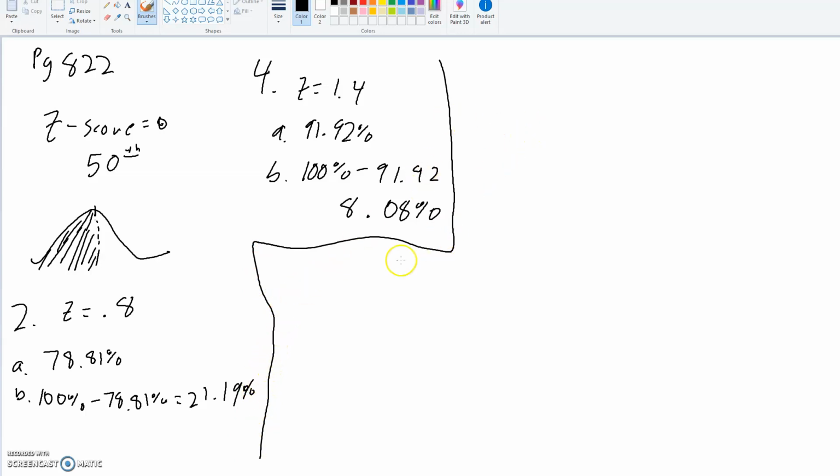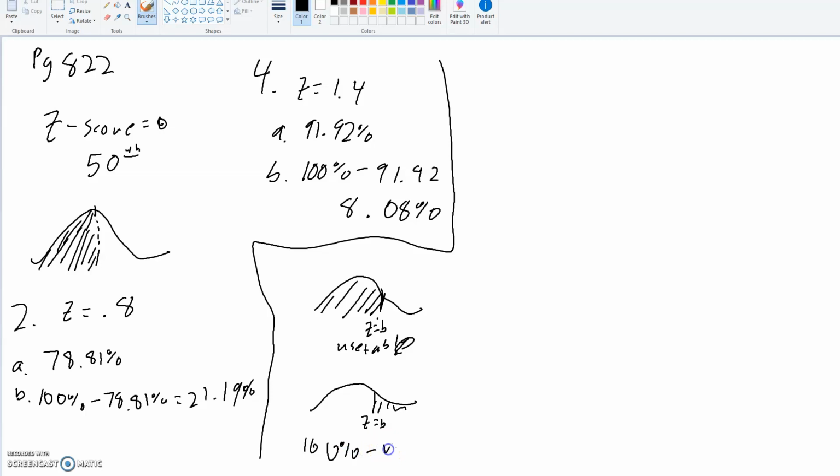So if we want to know above, let's just go ahead and use our diagram here. If we want to know what is below a given data point, if we have z equals b, the percentage less than that is just going to be what you find in your chart. So let's just use the table. Then, if you want to find what's greater than that, you'll take 100% minus the value in the table.